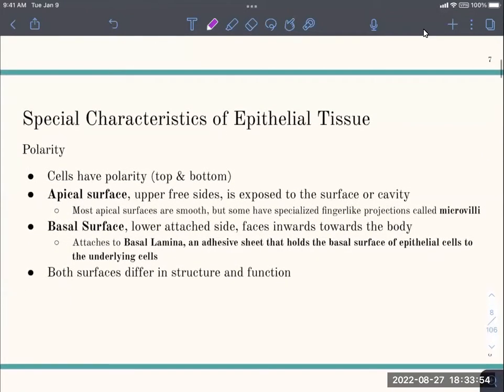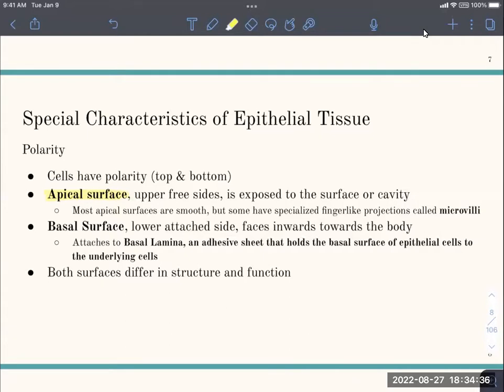So let's look at the polarity. They always have a top and a bottom. They have what is called an apical surface, which is the top. It's the part of the cell that always faces upward. And it's usually exposed to some kind of surface or cavity, like the top layer of your skin is the apical layer of your skin, or the epithelium that is in your digestive tract. The apical surface is what faces that actual inside portion of your intestines, your stomach, your esophagus.